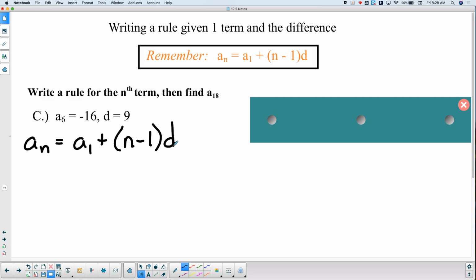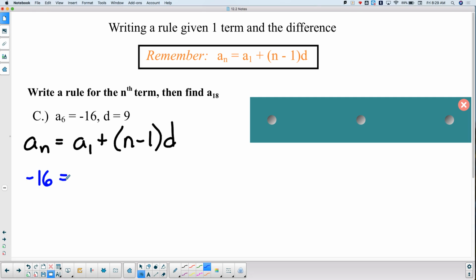Okay. A sub n is going to stay a sub n. N minus 1 is going to stay, and actually tap the brakes. Hold on. Whoa, whoa, and whoa. A sub n and n are not going to stay. I've got to reset this. All I was thinking like the next one. Okay? So a sub n is going to be negative 16 because that's the term that I'm given. That's any term in the sequence.